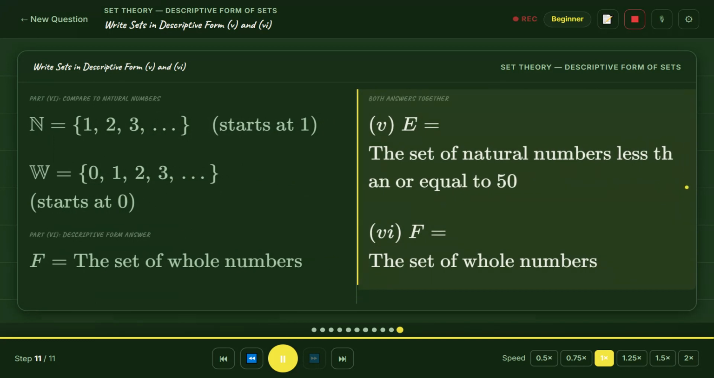Great job. Here are both answers together. For part 5, we described the counting numbers up to 50. For part 6, we said whole numbers because the set starts at 0 and goes on forever. You did amazing.